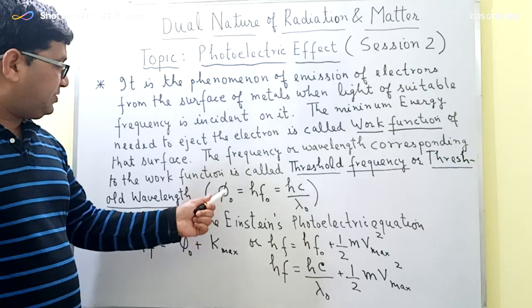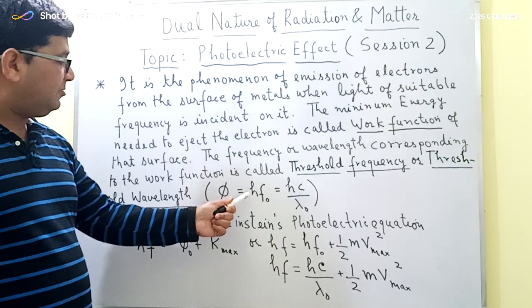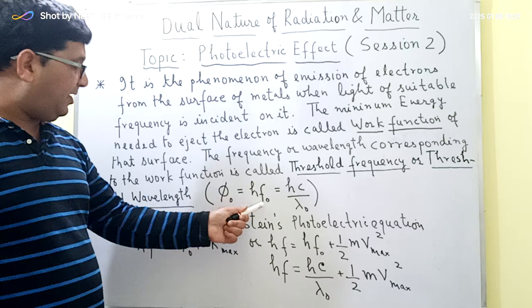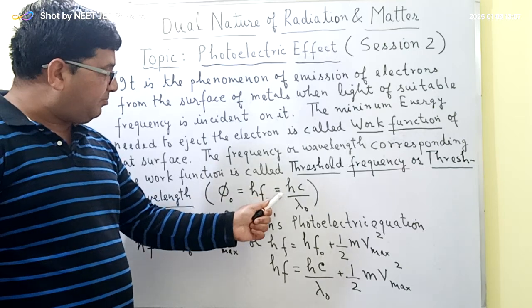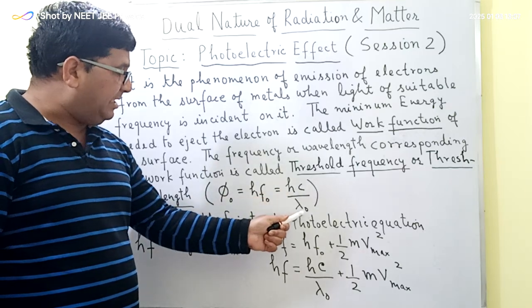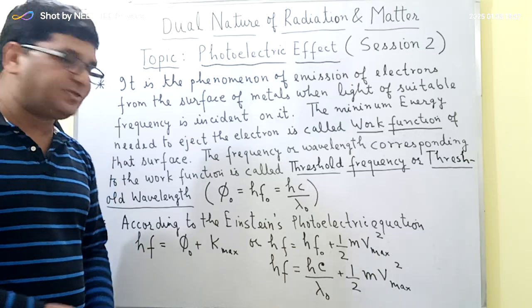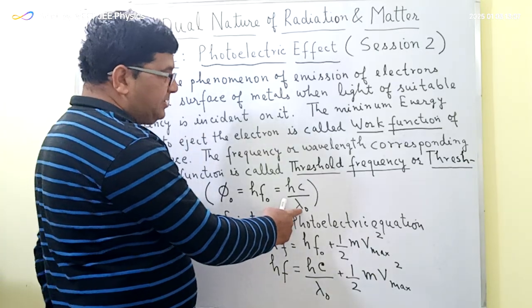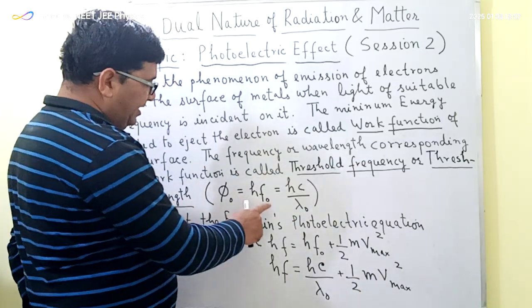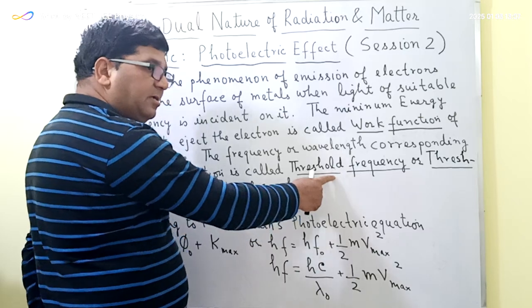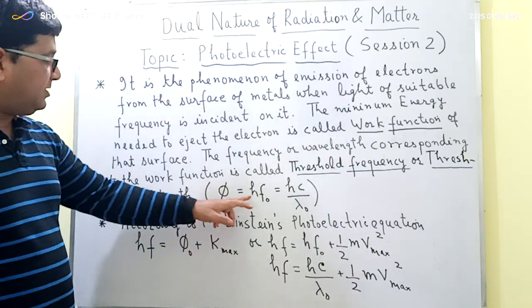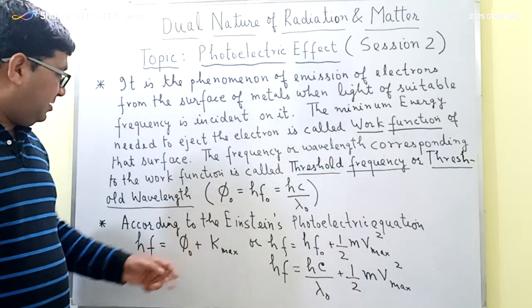Now the work function is denoted by phi naught, and this is equal to h f naught, which can be written as hc upon lambda naught, where c is the velocity of light in vacuum, lambda naught is the threshold wavelength, f naught is the threshold frequency, and h is the Planck's constant.